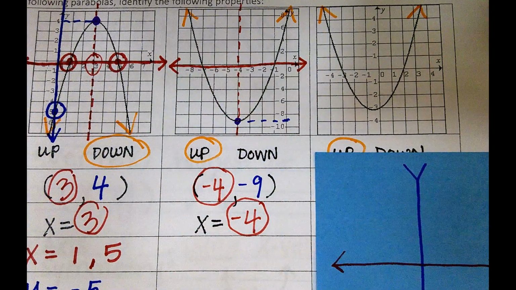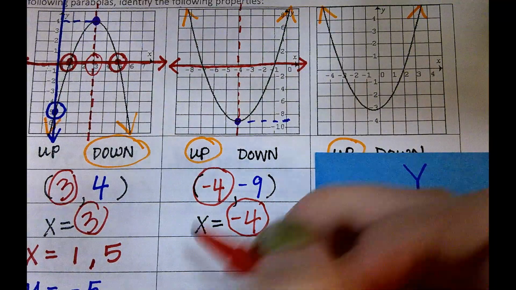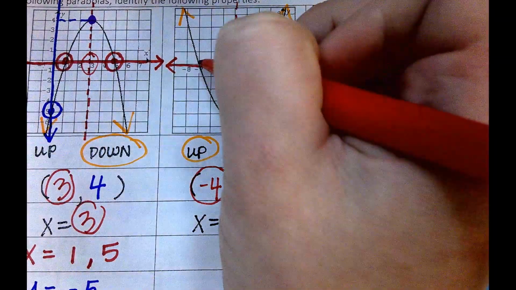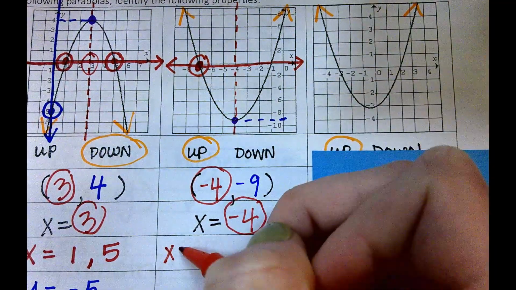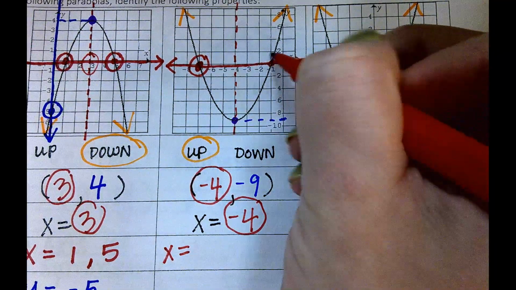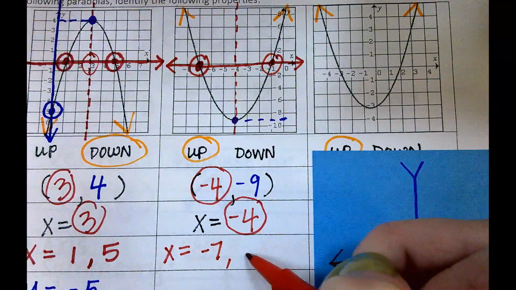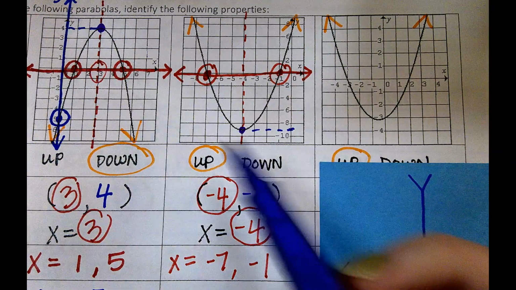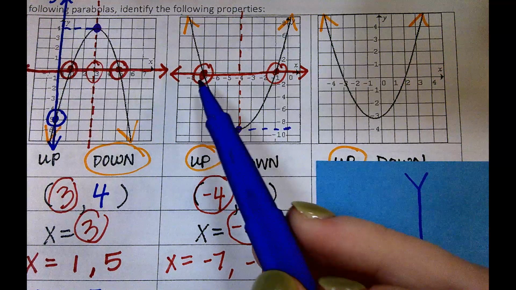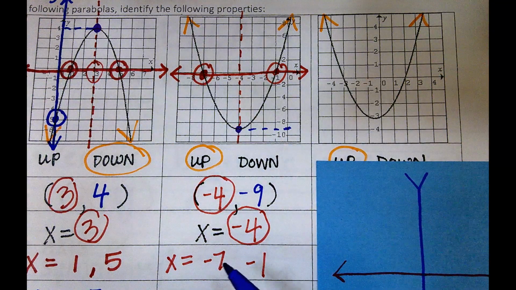Now x-intercept, good, -7 and what was the other one? -1, good. -7, -1. And what do you write first? Like left to right? I'll take it either way, but I would go left to right. I like to put the smaller one first. So -7 first, then -1. If you put -1 first, I'll still count it right.